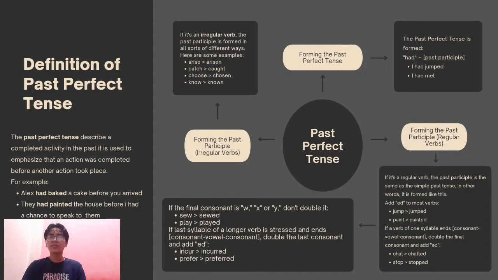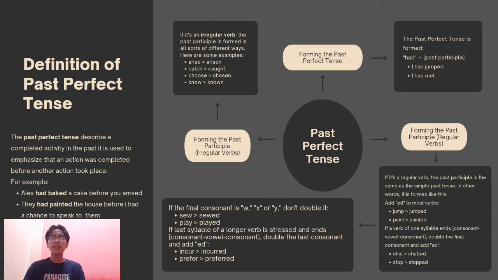In this video, I will tell you guys what is past perfect tense. So here we go. First of all, there are several things that I will discuss in this material. And the first is the definition of past perfect tense. The past perfect tense describes a complete activity in the past. It is used to emphasize that an action was complete before another action took place.